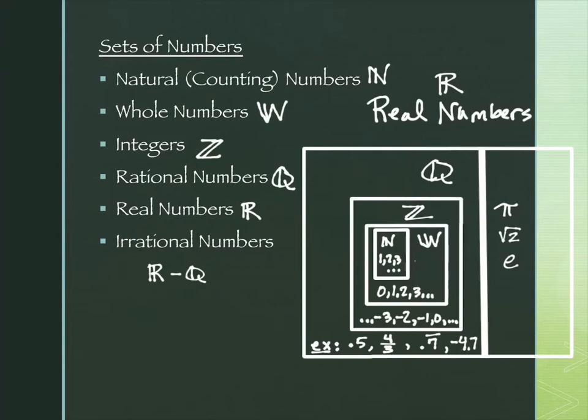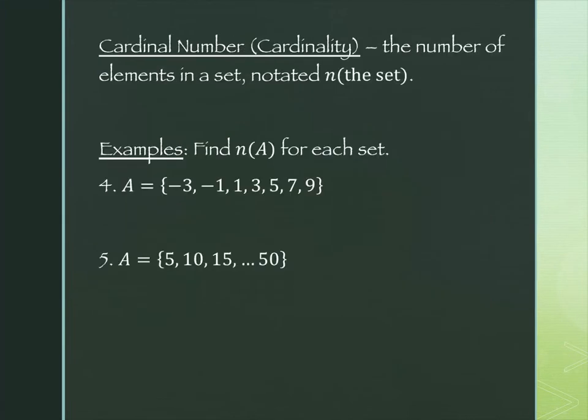Okay, so this is our number system. You're very familiar with it. You've worked with all of these numbers to some degree, some of them more than others in the past. And so we're going to talk about cardinality. Cardinality, or the cardinal number, is simply the number of elements in a set. It's notated N and then the set name.